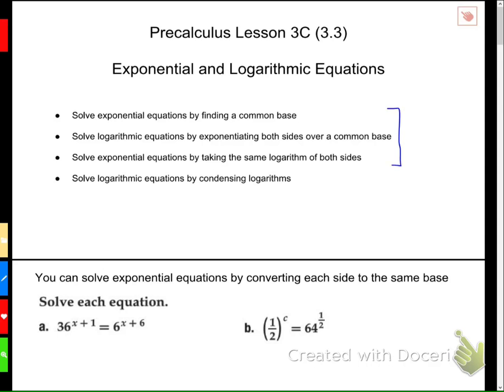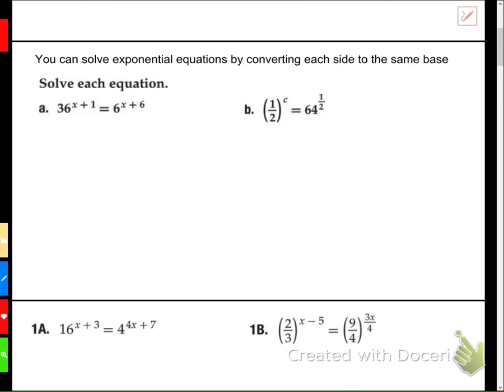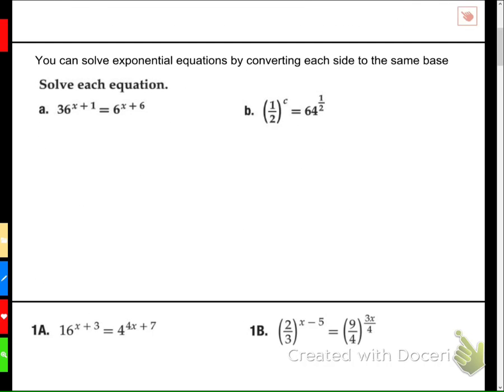Okay, recording. So, looking at this first one here, if we have 2 bases, we want the 2 bases to be the same on either side of the equation. So I'm going to rewrite 36 as 6 squared. All right, that's raised to the x plus 1 power, and here we have 6 to the x plus 6.